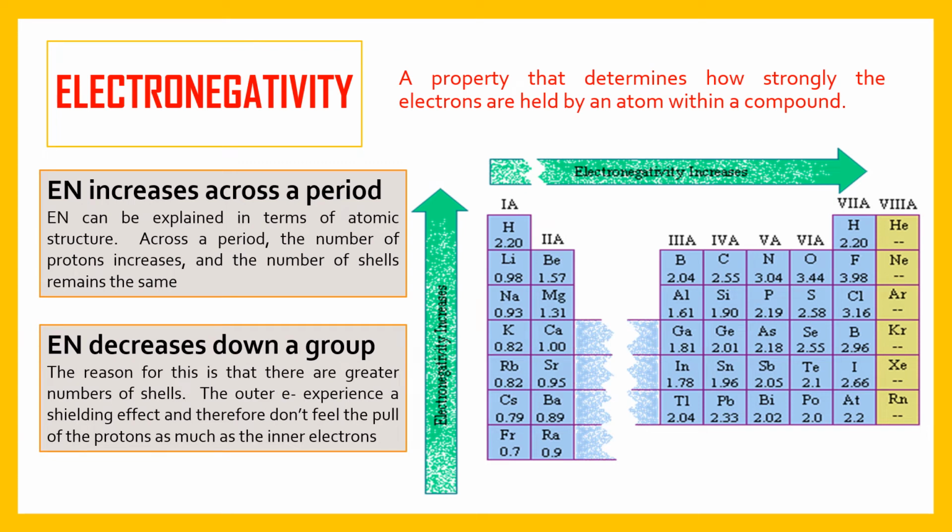Next, electronegativity decreases down a group. Why? The reason for this is that there are greater numbers of shells. The outer electrons experience a shielding effect and therefore don't feel the pull of protons as much as the inner electrons do.